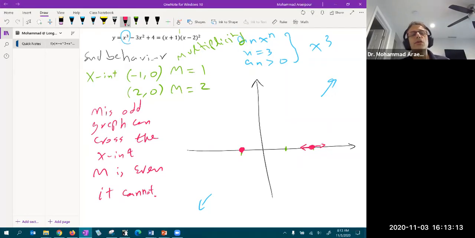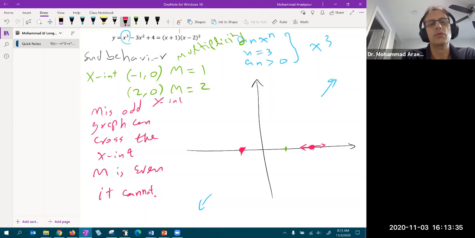So a graph can cross the x-axis at its x-intercept if the multiplicity is odd, otherwise it cannot. So having that, that means when it gets to here, it can cross, but not here, okay? And the next thing is finding the y-intercept. I hope you see that for the y-intercept, you replace the x with 0. So if we go with 0, we get 4, and let's assume this is 4.